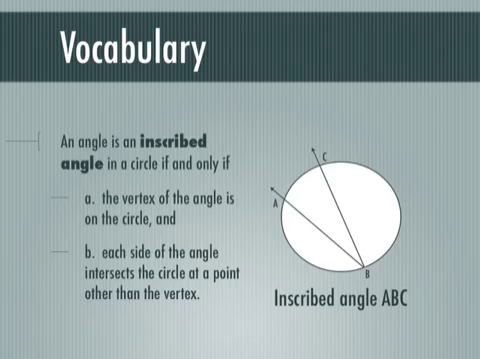So the vertex of the angle is on the circle, and then the sides of the angle both have to intersect the circle somewhere. So all that means is you can't have one side of the angle shooting off this way. They both have to somehow go and be on the circle someplace themselves. And you can abbreviate that in a way that makes sense to you.